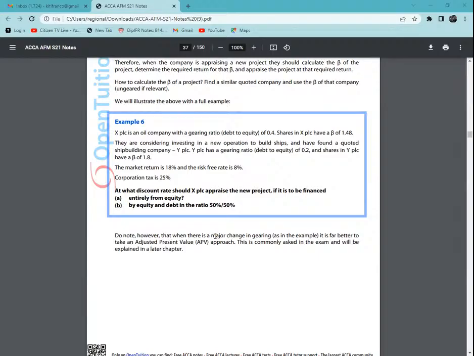They're considering investing in a new operation to build ships and have found a quoted shipping company, YPLC. This shipping company, YPLC, has a gearing ratio of 0.2, and the shares in YPLC have a beta of 1.8. Now, tell me, this beta of 1.8, how do you understand it? Is it beta equity of a levered firm or beta equity of an unlevered firm?